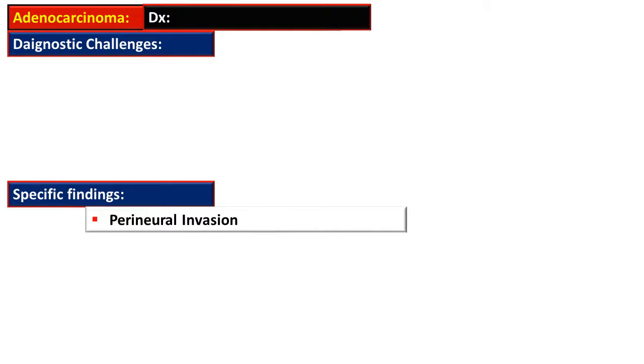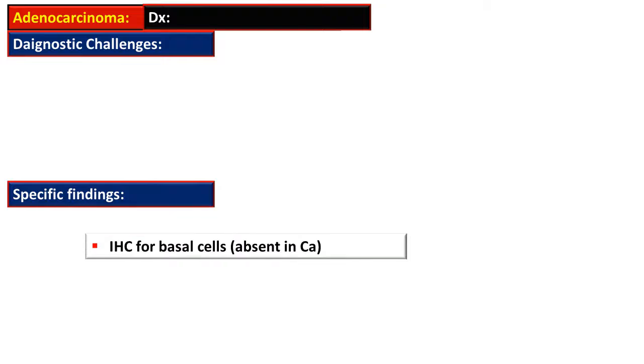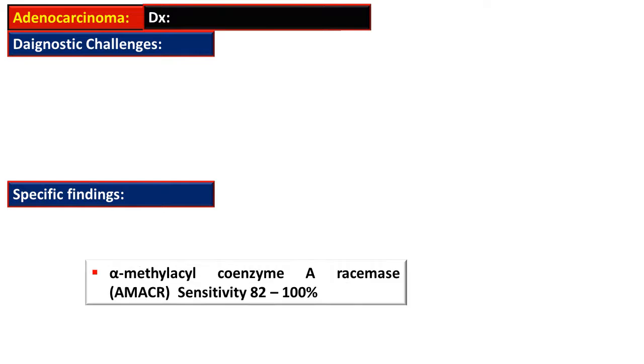The specific finding is perineural invasion, but the tumor is diagnosed on the basis of other morphological findings. Also, one important characteristic is absence of the basal layer of the epithelium. So immunohistochemical markers for the basal layer are negative, such as P63. Then alpha methylacyl CoA racemase is another useful marker that is upregulated in prostatic carcinoma. Its sensitivity is 82 to 100% in various studies.